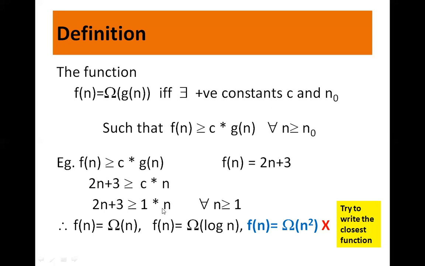So what you get here, 1 into n, and here you have 2n plus 3. That means f of n is greater than g of n. Fine, f of n is greater than g of n. Therefore, we can write f of n is equal to big omega of n, or we can also write f of n is equal to big omega of log n, but we cannot write f of n is equal to big omega of n square.